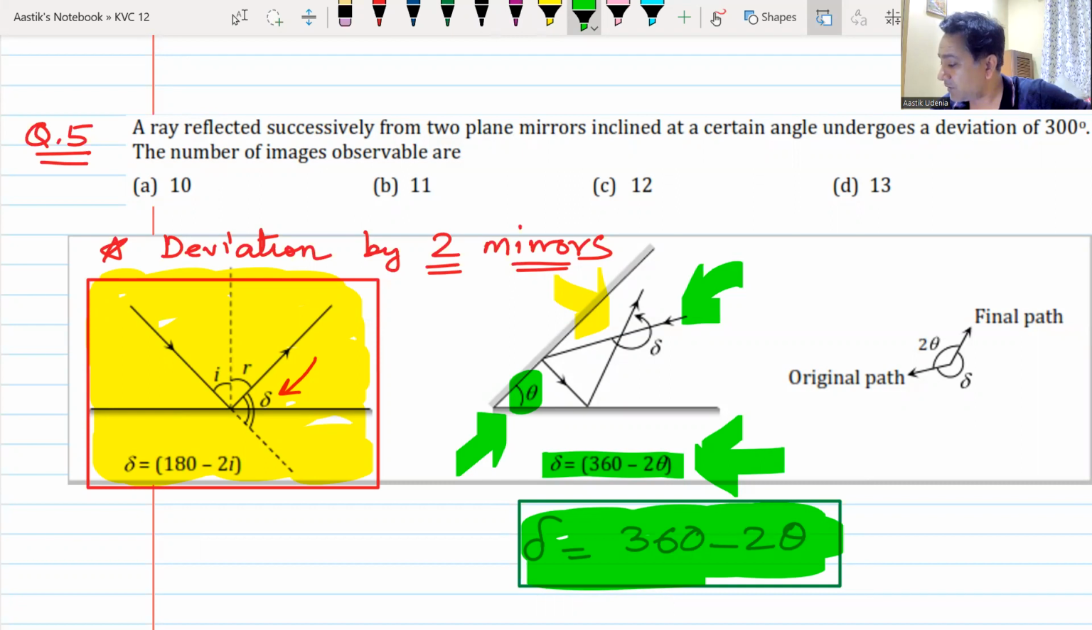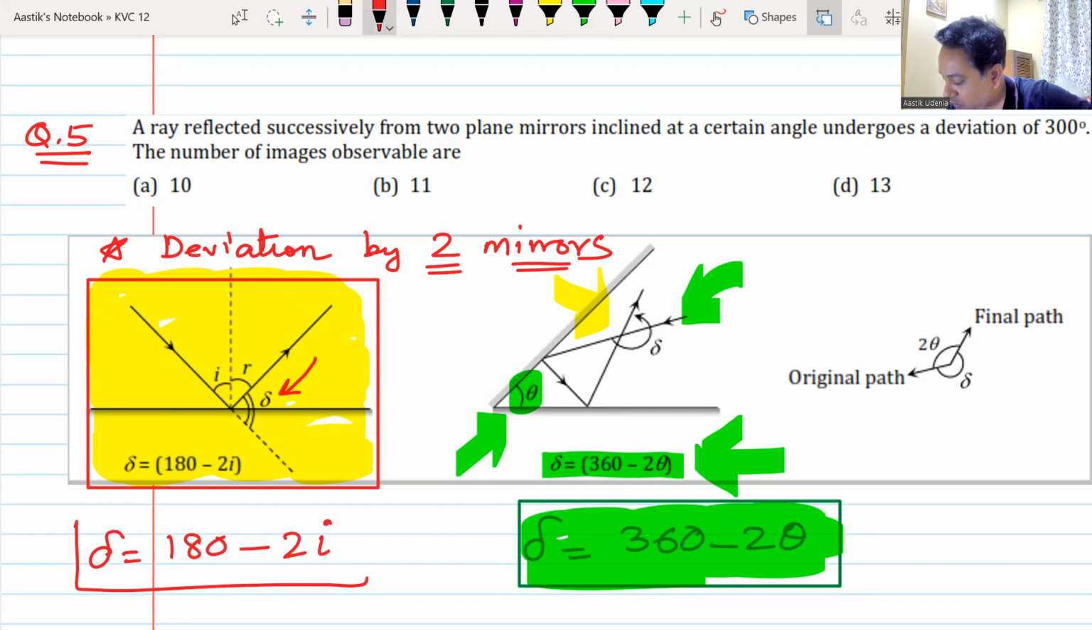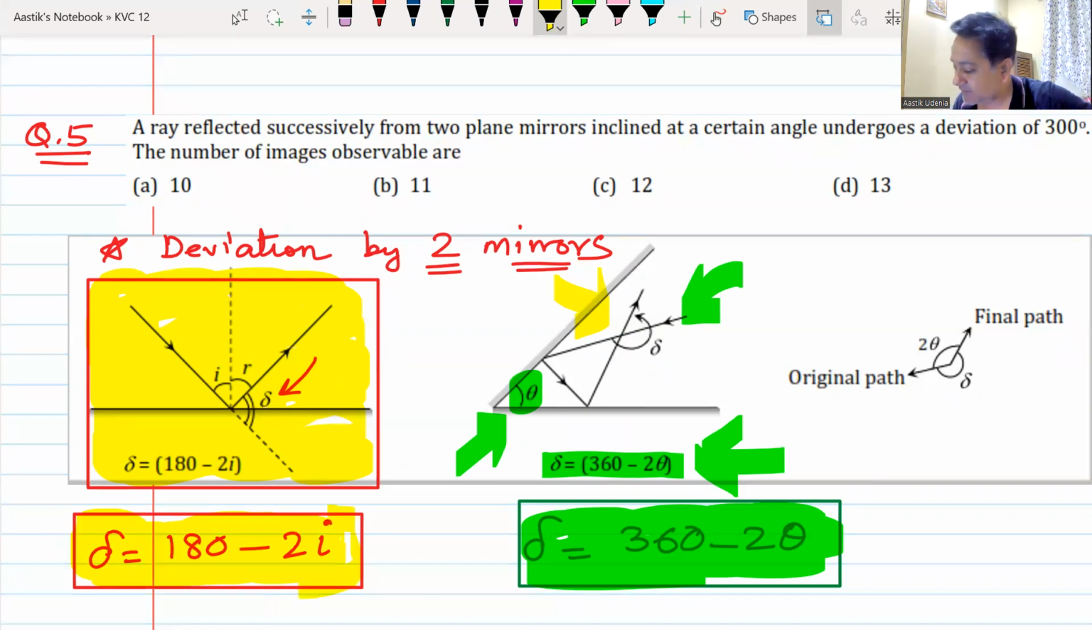If I talk about the deviation caused by one mirror, the answer is 180 minus 2i. This is the deviation caused by one mirror and the other one is the deviation caused by two mirrors. Do we understand this? Can we note this point down?